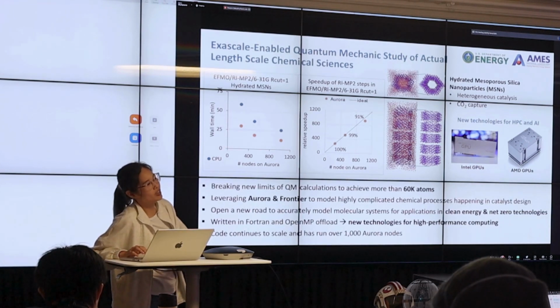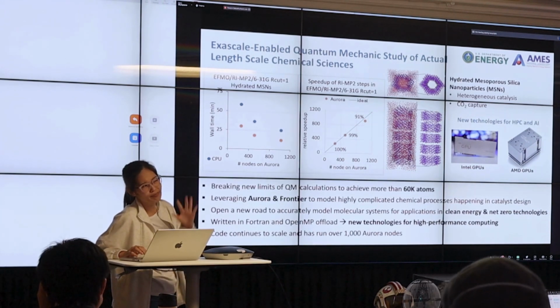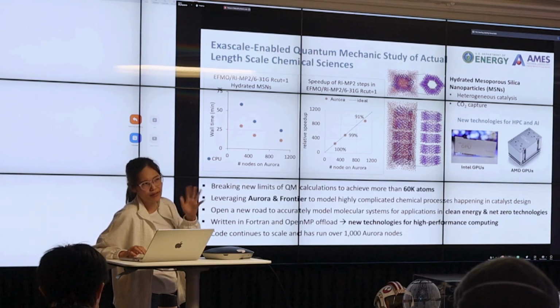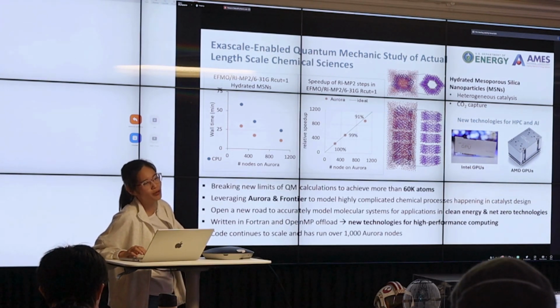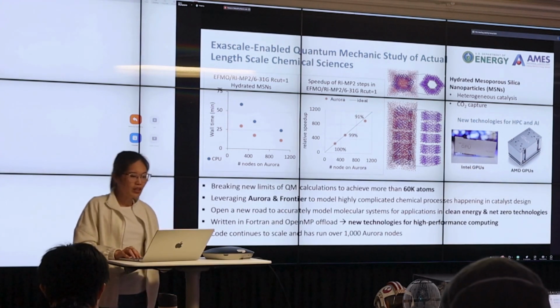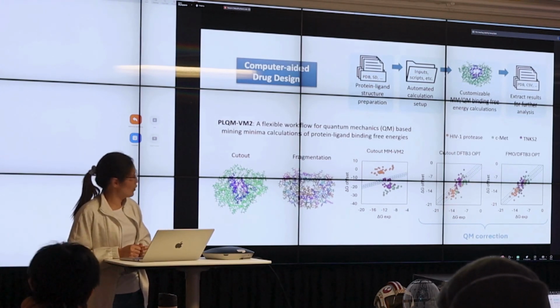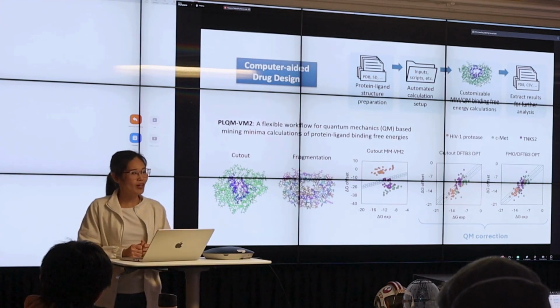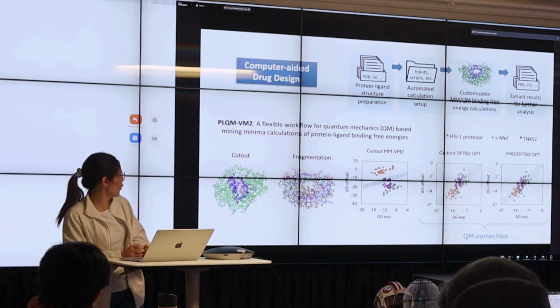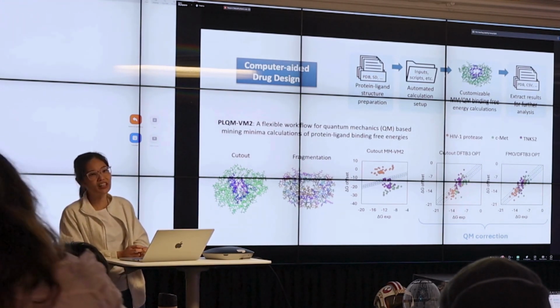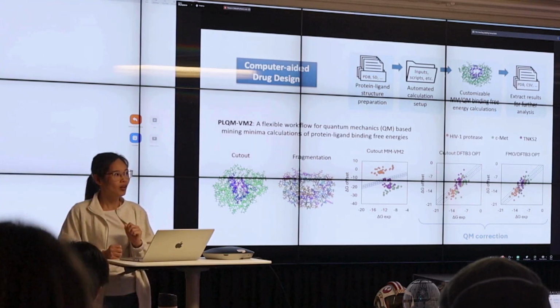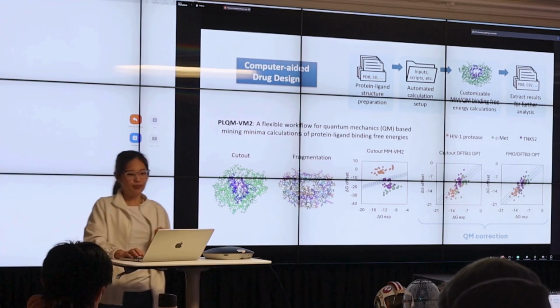And this is the result that I ran on Aurora, which is now rank 3 from the top 500 supercomputers. Also, as a developer, another application is the prediction of the binding free energy, which is involved in drug design.